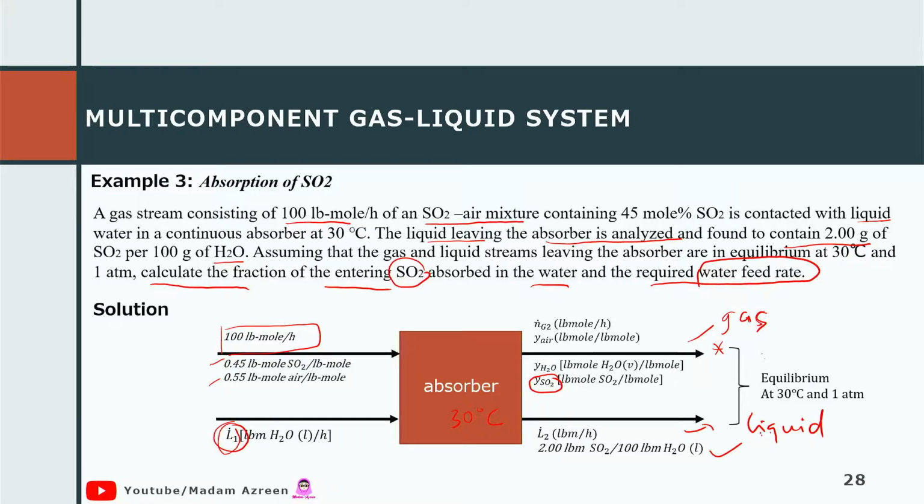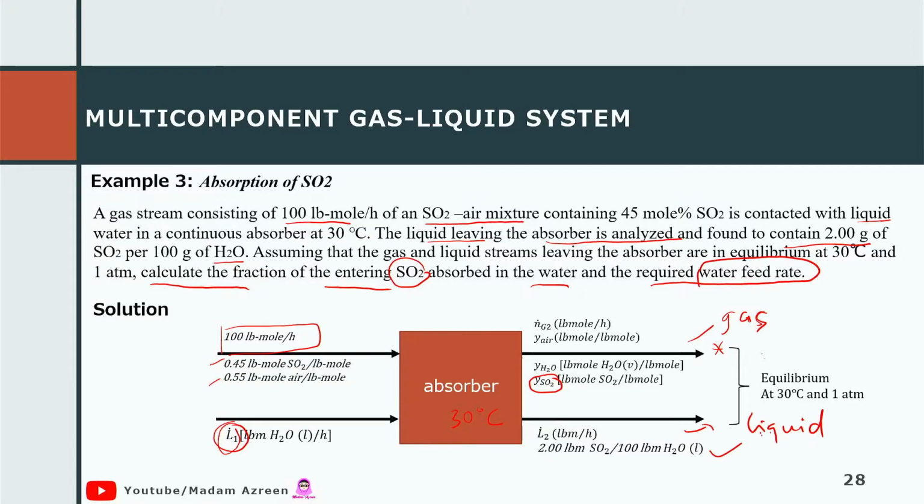This example is a real example of how to do a mass balance when we have a condition of liquid and gas at the same time, and how we do a mass transfer.